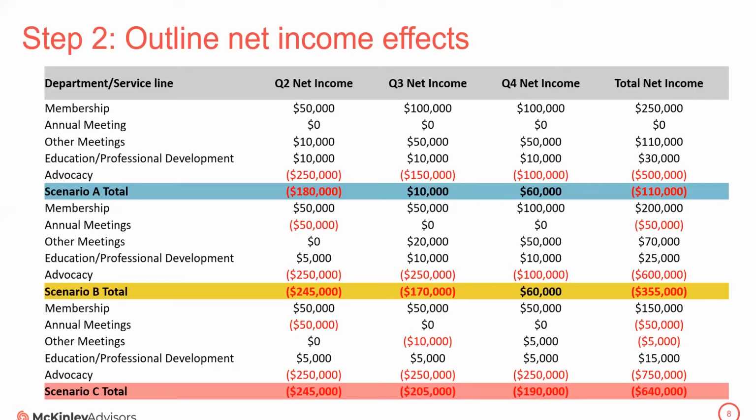So, for example, once we get into Q3, if you do find that one of your other meetings, this other meetings service line here that's in each of these scenarios, if you find that you do have to cancel another meeting, obviously you should update those numbers accordingly. This is, again, a living model and not something that's designed to be static.